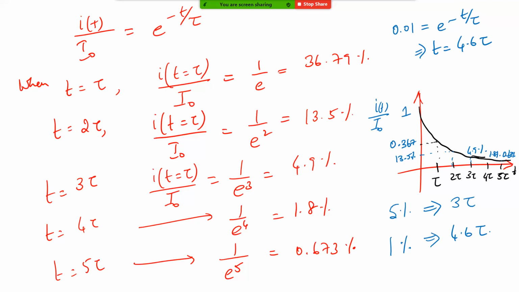So we need to come up with some metrics. Typically when people say, okay, I need 1% settling, you say, okay, wait for 5 tau. If you say 5% settling, you say, okay, wait for 3 tau. All right, and so on.